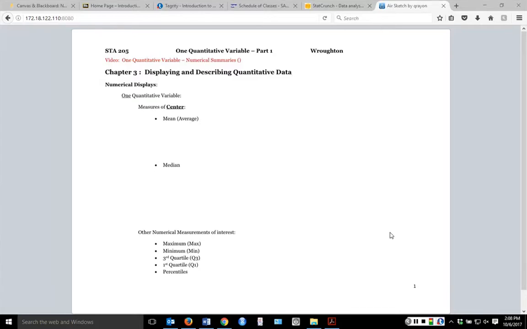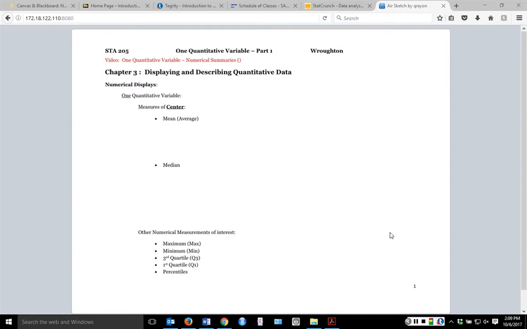Alright class, so now that we've talked about looking at one categorical variable as well as looking at two categorical variables, we're now going to start looking at the other type of variable, which is our quantitative variable. So we're going to do the same types of things we did for one categorical variable back in the parts 1, 2, and 3 notes, just looking at a quantitative variable instead.